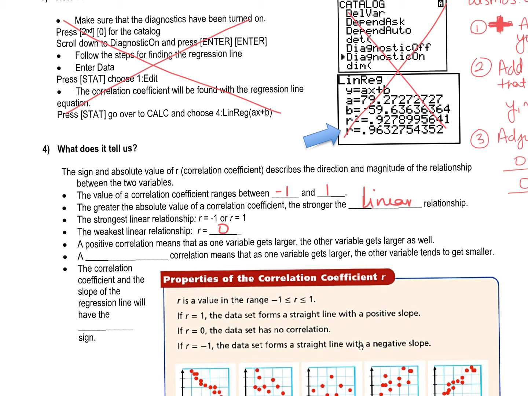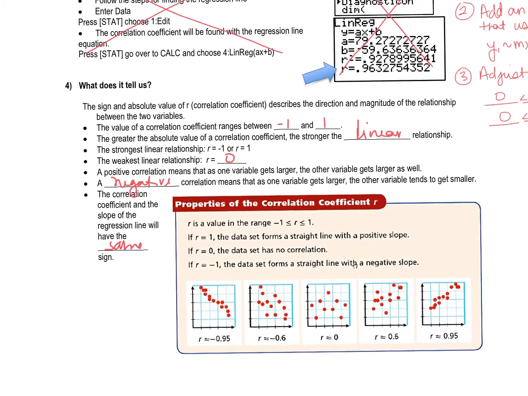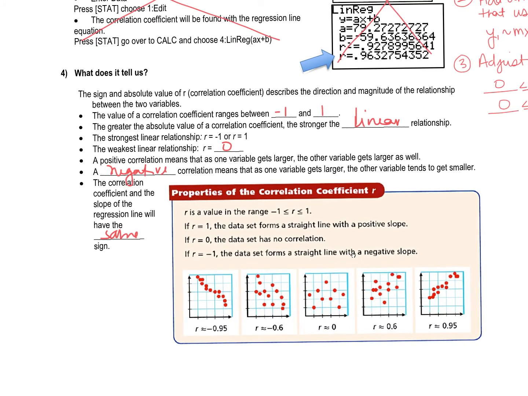Positive correlation means as one variable gets larger, the other one also gets larger. A negative correlation is the opposite. When one variable gets larger, the other tends to get smaller. The correlation coefficient and the slope of the regression line have the same sign. Okay, so that fills in all the blanks. Let's just talk a little bit about this diagram here, and then we'll be good.